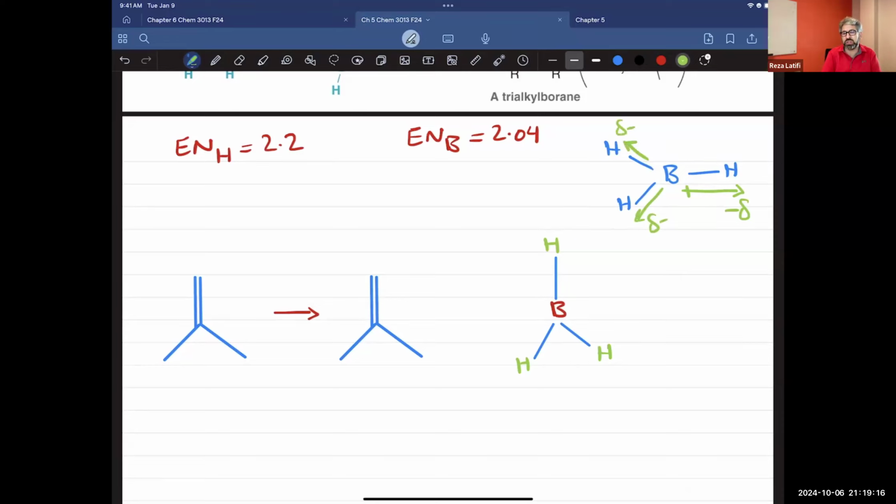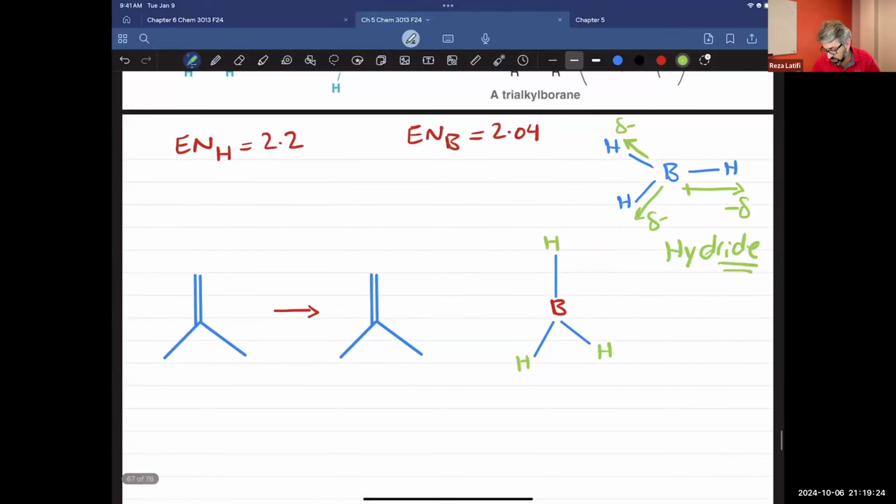So when hydrogen leaves the system, it will leave as hydride. That means it's going to have a negative charge. It will be H minus 1. That's one thing. The next thing is, boron is not octet. It has an empty orbital, and this empty orbital will be a p orbital.